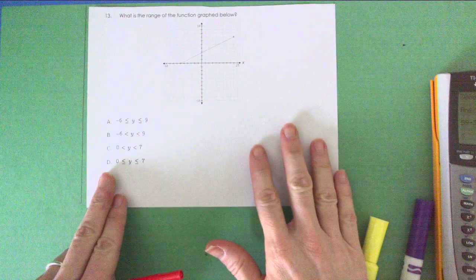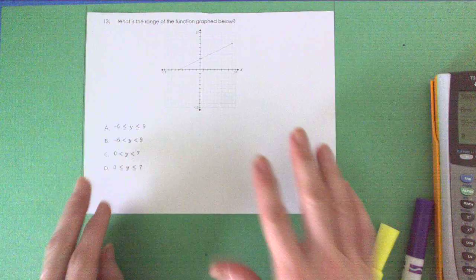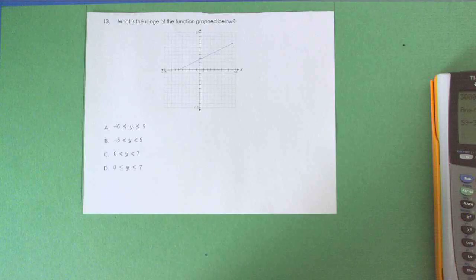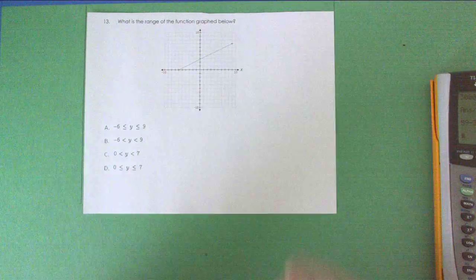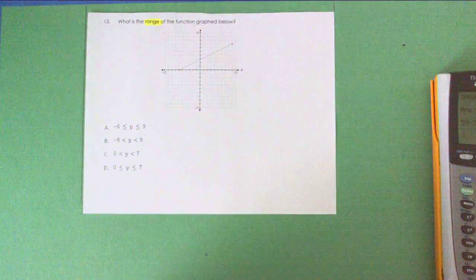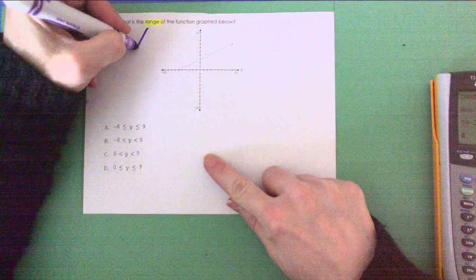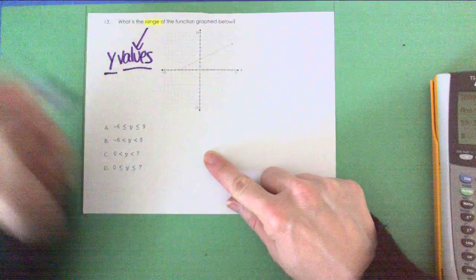Okay. Question 13. Let's take a look at it. Oh, another range. This is interesting. This is a different range, though. When you're in data analysis and they ask for range, that's highest minus lowest. When you're not in data analysis and they talk about range, it's a little bit different. They're talking about the y values. So when they say in this problem, what is the range of the function graph below, they're asking, where are the y values situated on this graph?